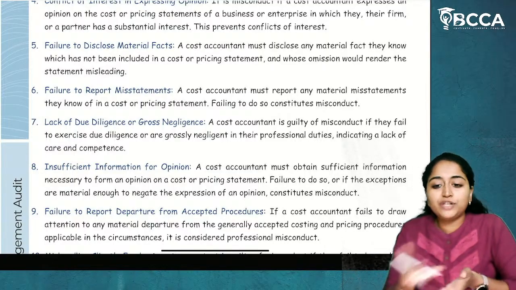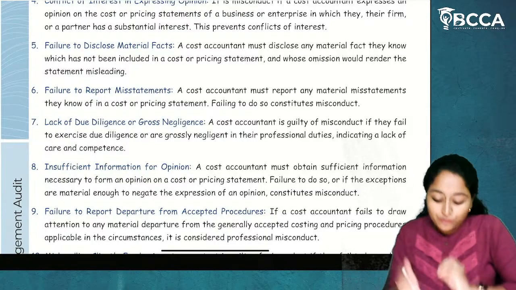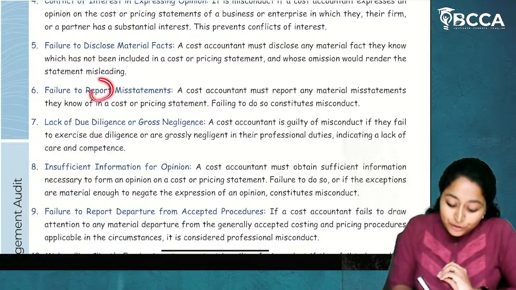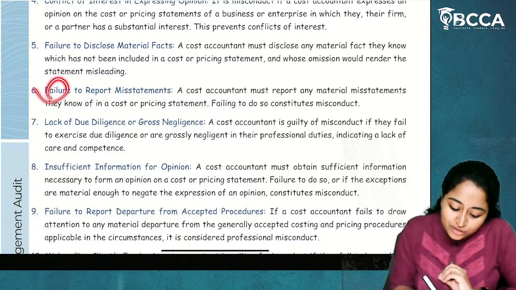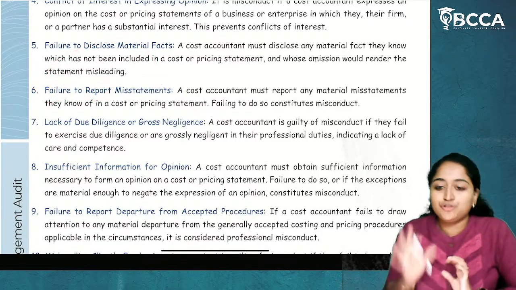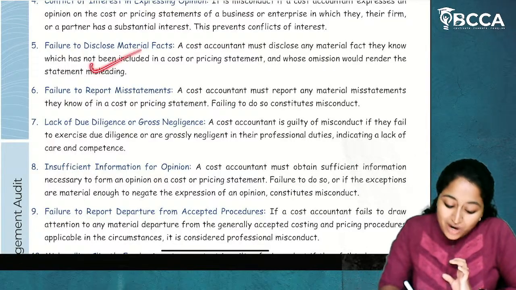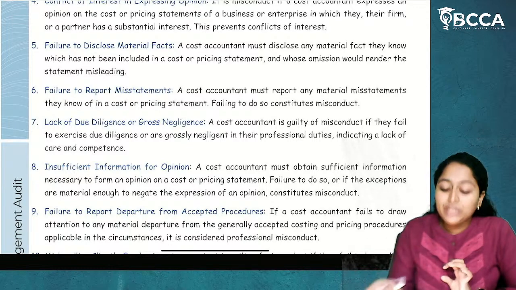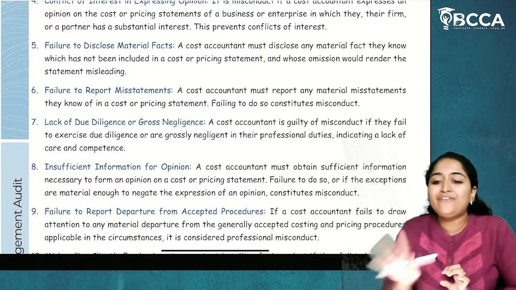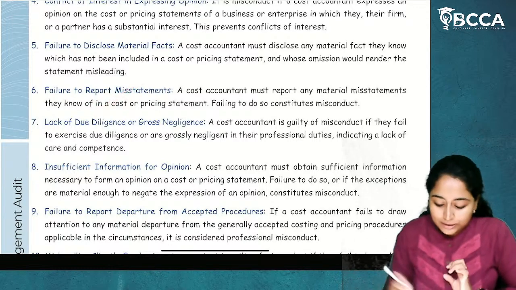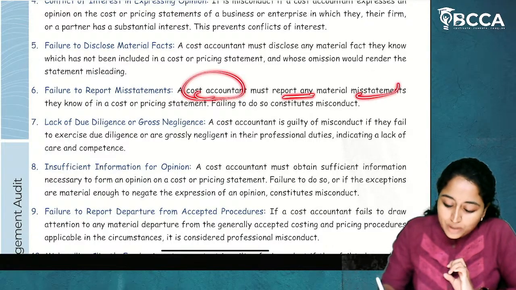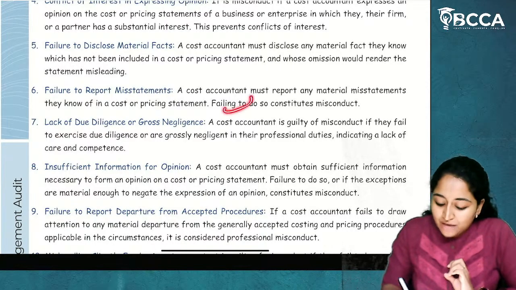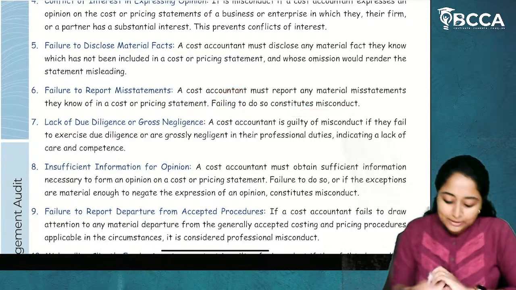But now, after doing the re-verification, you know that this misstatement is very important to be disclosed. If you are not reporting the misstatement, then also it is a professional misconduct. If you have done any wrong, then it is a professional misconduct. After doing wrong, not admitting that you have done wrong is also professional misconduct. A cost accountant must report any material misstatement they know of in a cost and pricing statement. Failing to do so constitutes misconduct.